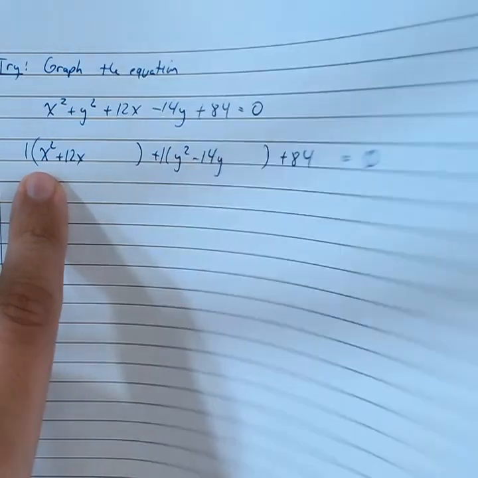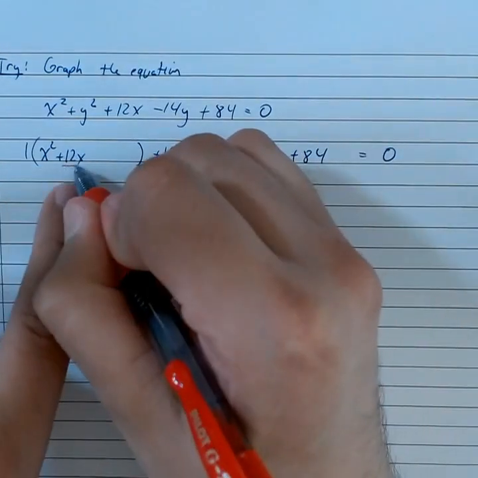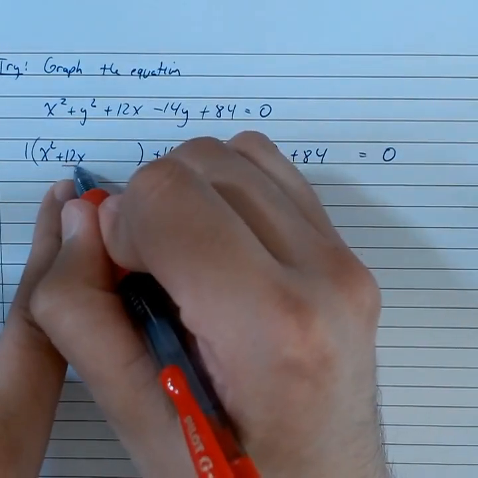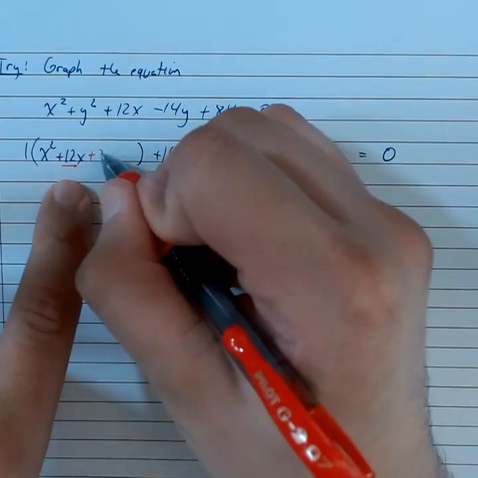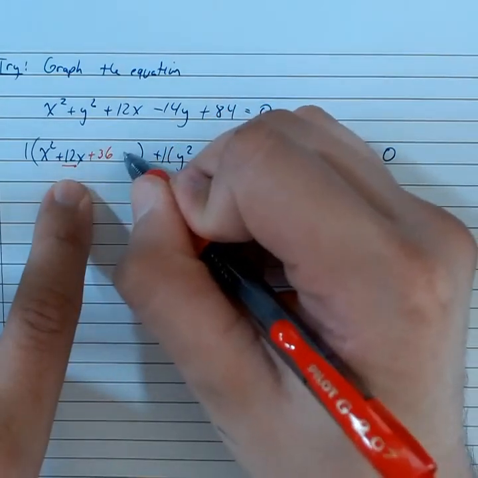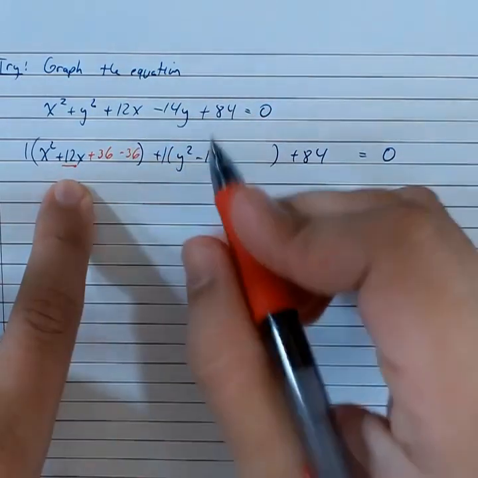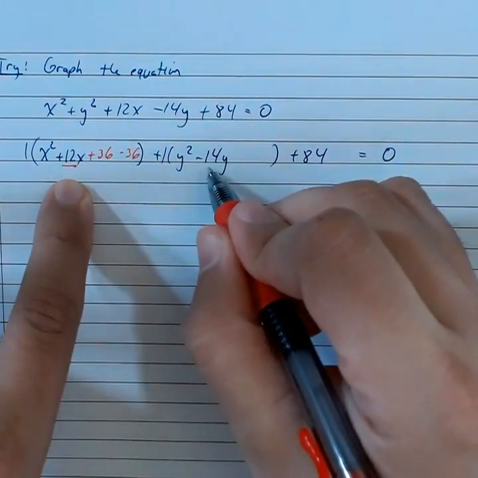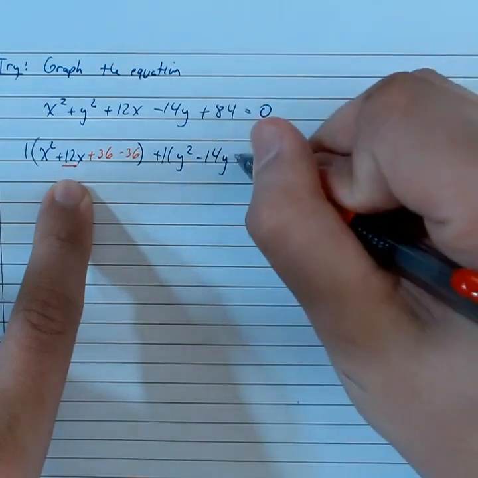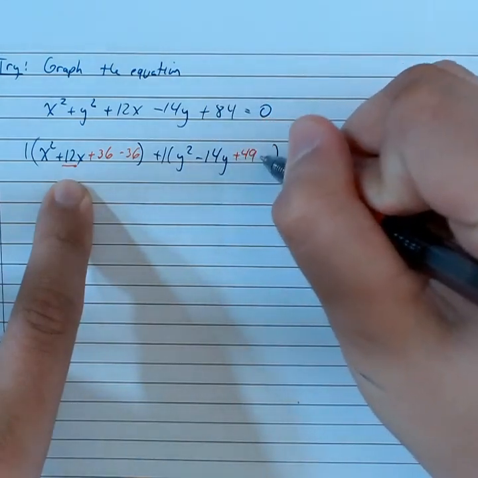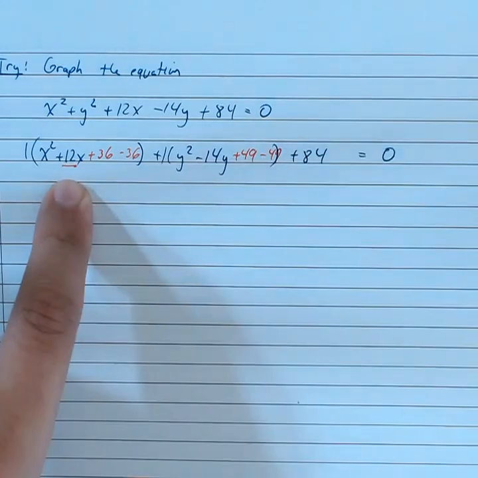So now to complete the square. Take this number, cut it in half, that's 6, and then square it. That's 36. Balance that out by subtracting 36. Same thing over here. Half of negative 14 is negative 7. Square negative 7 is positive 49. And then subtract 49 to balance that out.